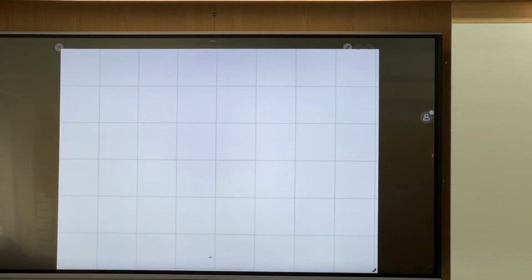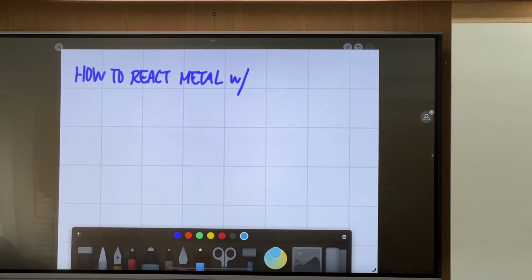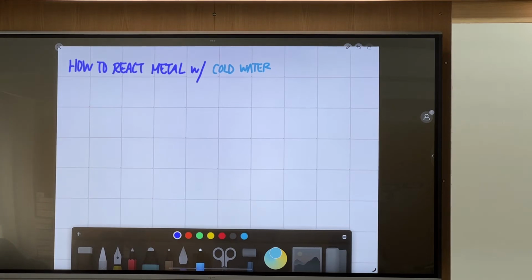So how to carry out the experiment. How to react metal with cold water and steam. Well, with cold water, I'm sure all of you know how to react something with cold water. Just drop the metal in cold water, right? That's easy. But not so much with steam.